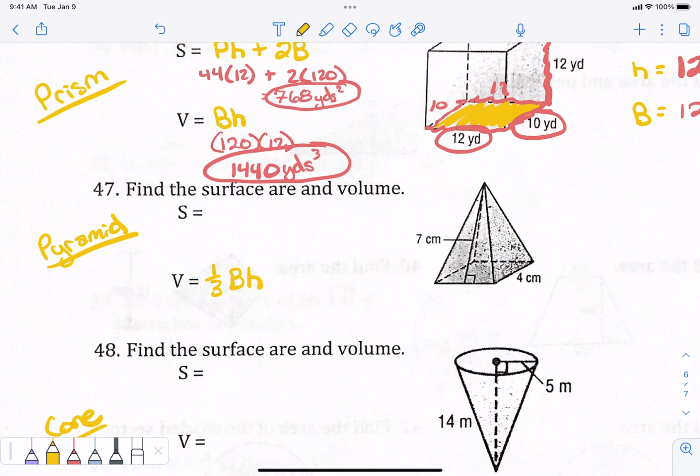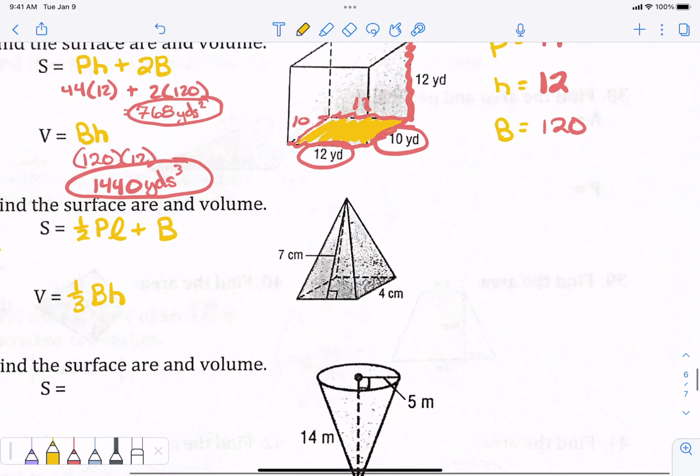I don't remember the surface area of a pyramid. That one I'm stuck. Half capital P, slant height L, plus capital B. All right, so we got lots of stuff going on here. We need capital P, we need slant height, we need capital B, and we need regular height.